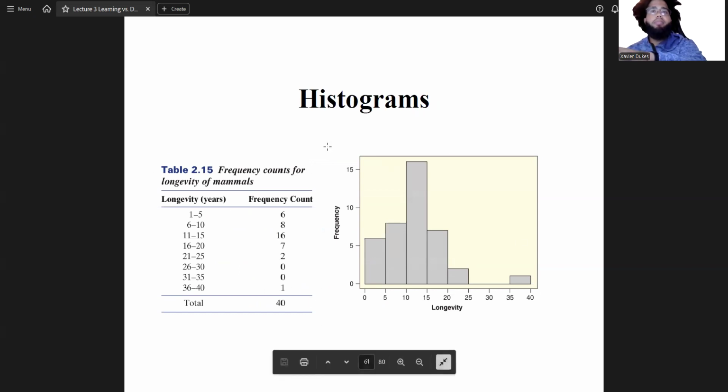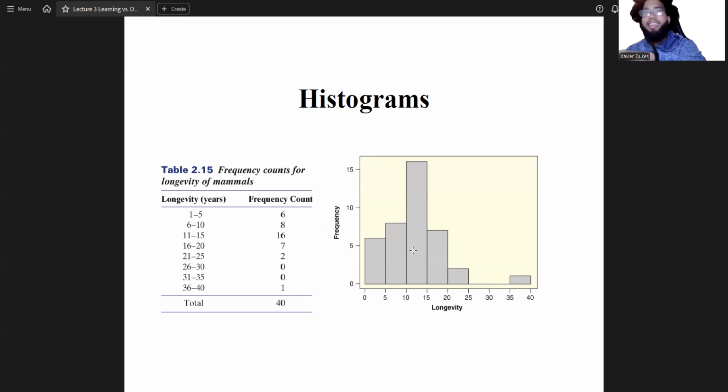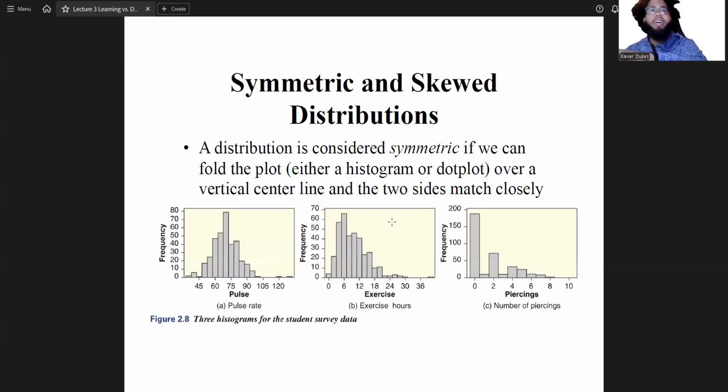And then you have histograms, which are a great way. It's similar if you notice. A histogram is a dot plot. It's just bars. All right. It just makes it a little bit cuter. All right. Symmetric and skewed distribution.